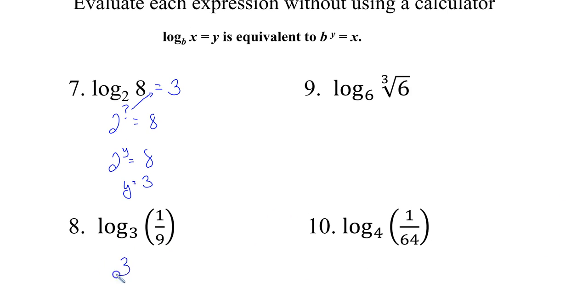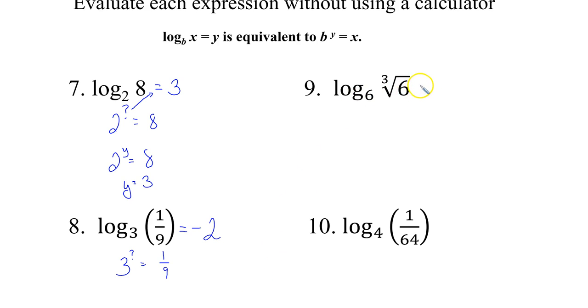So 3 to some power is equal to 1 over 9. I know that this power must be some kind of 2 because 3 squared is 9. But in order to turn a whole number into a fraction, you guessed it, I have to have a negative number. So this value is negative 2. 3 to the negative second power is equal to 1/9.